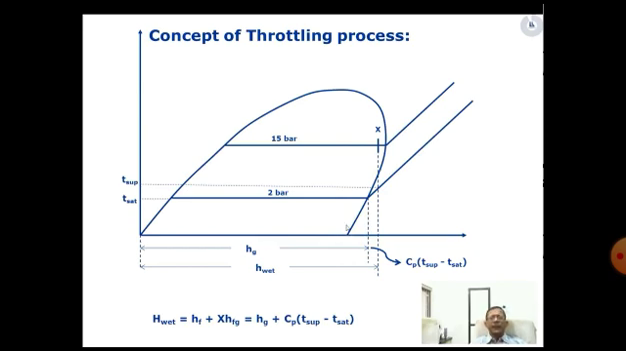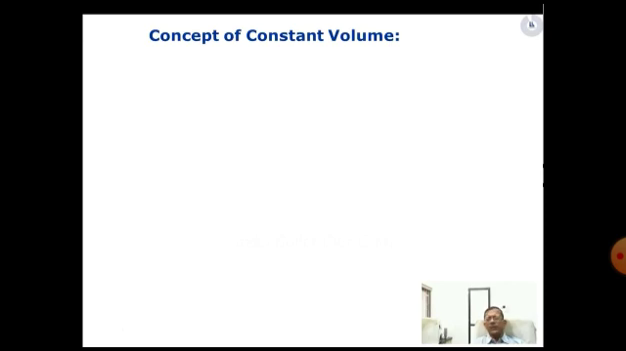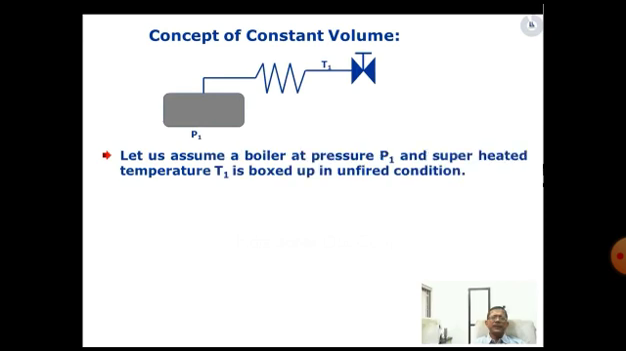Okay. Now we go for the concept of constant volume. Now imagine there is a boiler which is stopped, that is the firing is stopped, and the MSV is closed. So this is boxed up in unfired condition. The pressure is P1 and this is a superheated steam, so the temperature is T1, let us say.